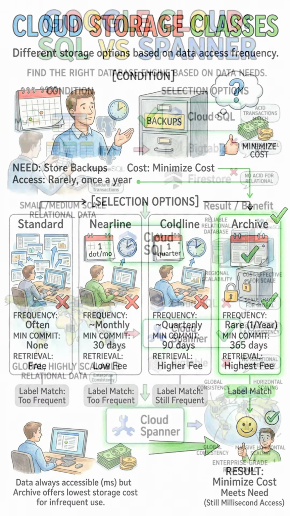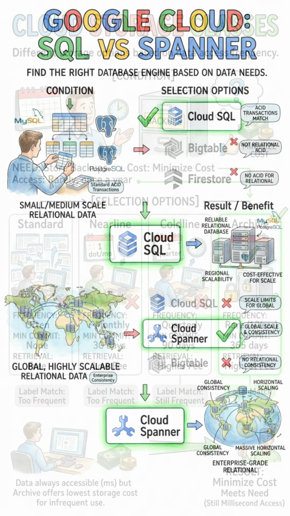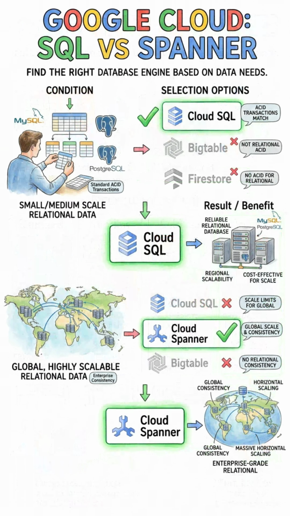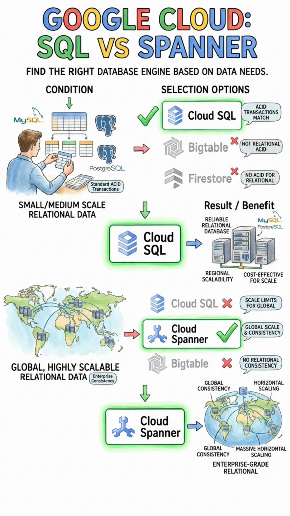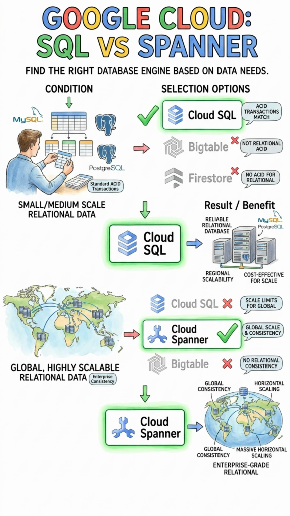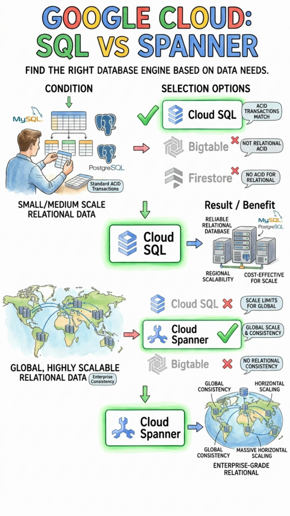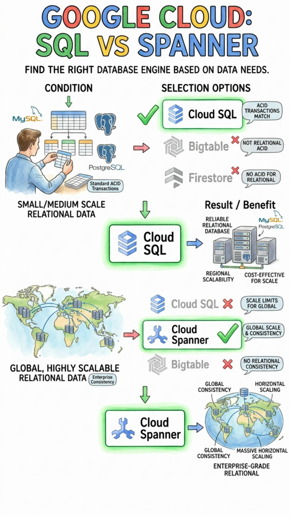Google Cloud offers multiple database engines depending on your data structure and scale needs. Cloud SQL is ideal for traditional relational databases like MySQL or PostgreSQL requiring standard ACID transactions. For global, highly scalable relational data requiring enterprise consistency, Cloud Spanner is the dedicated choice on the exam.